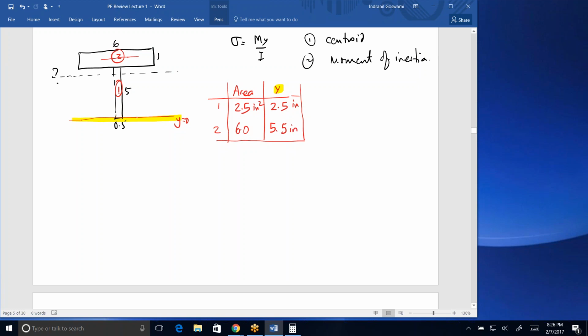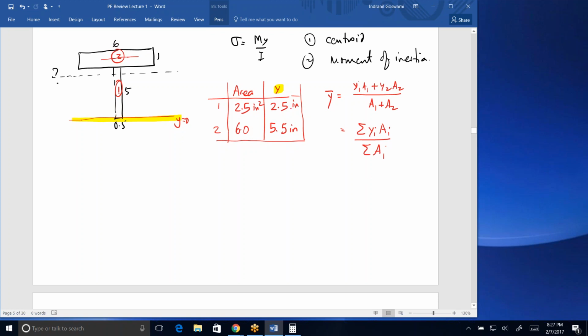Right? To get from my datum to that center, I need to go through the entire stem, 5 inches, plus half of the thickness of the flange, so 5.5. So the formula for the composite average, or the weighted average for these two areas, is y1 A1 plus y2 A2 divided by A1 plus A2. Or if you have more than two, you'd write it as this.